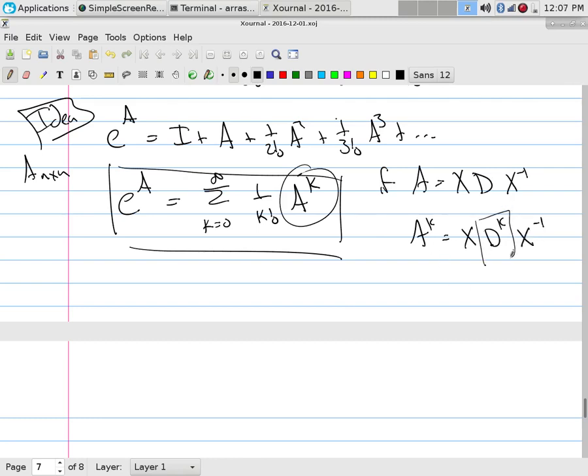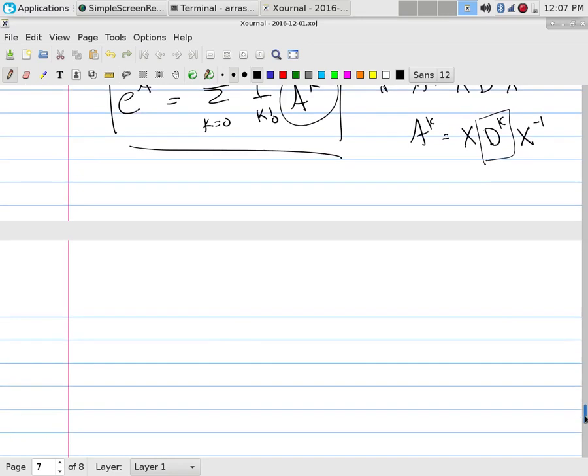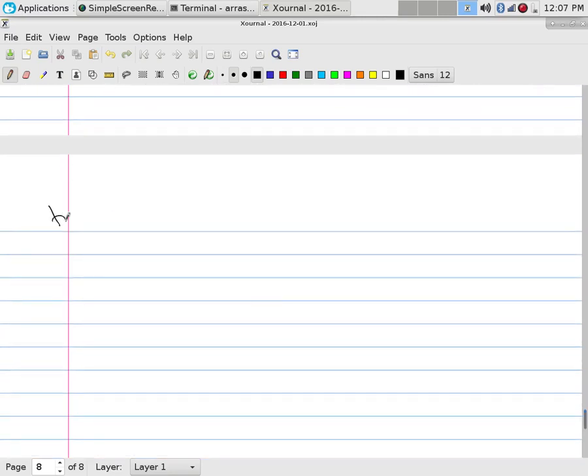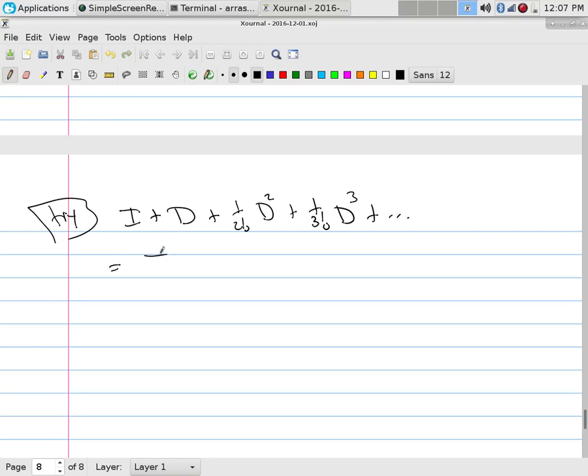So the heart of this problem is actually D to the k. All right, so that's what I'm going to try. What is I plus D plus 1 over 2 factorial D squared plus 1 over 3 factorial D cubed plus dot dot dot? This is actually the sum from k equals 0 to infinity of 1 over k factorial D to the k.